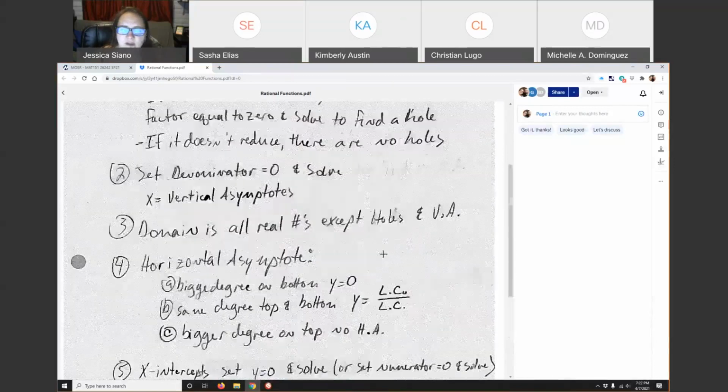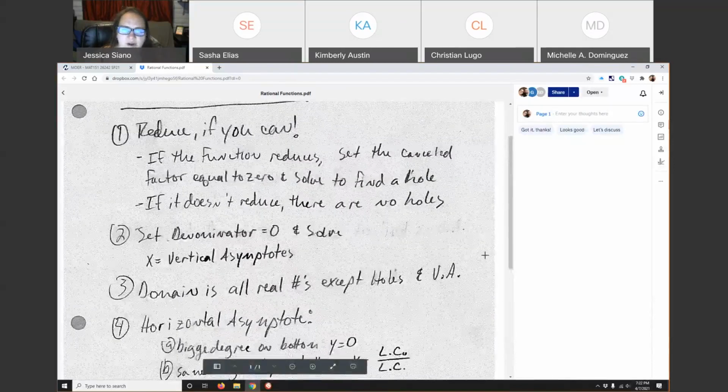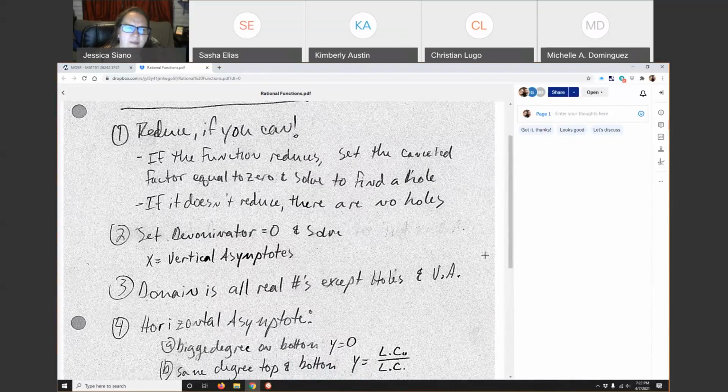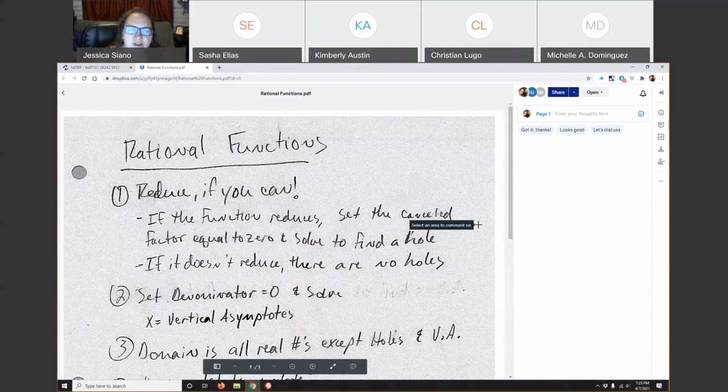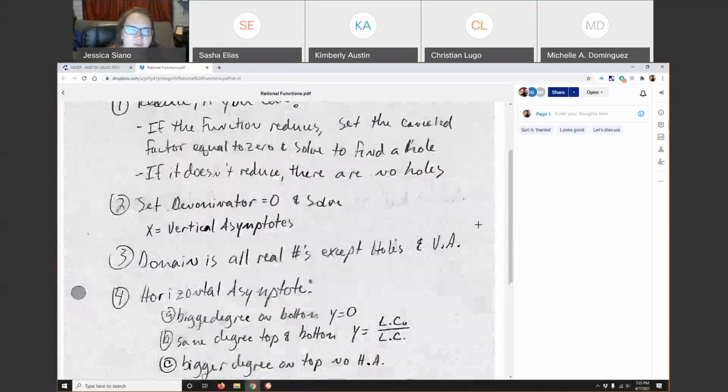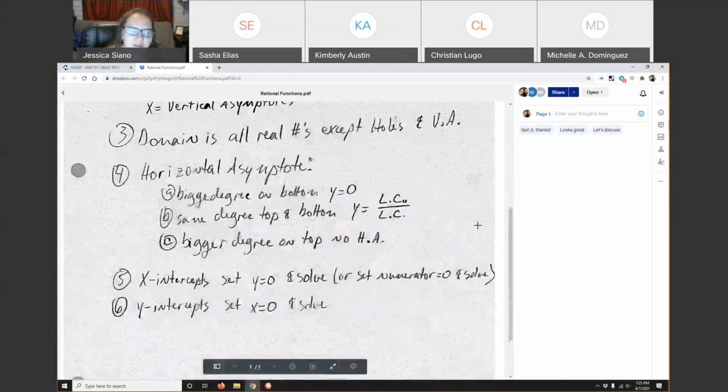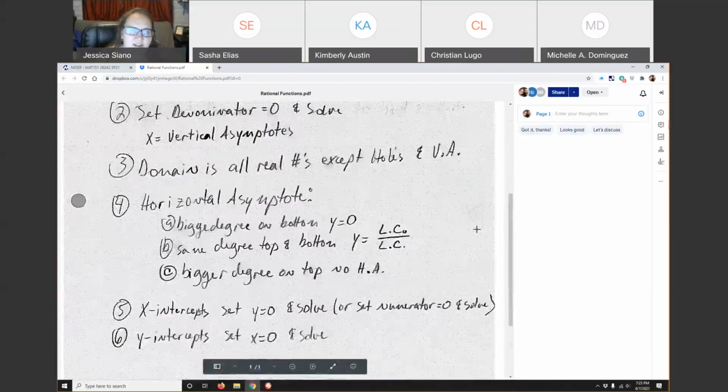This is from a time when I was teaching this class live a couple years ago. And my class was like, this is too many rules. And I was like, it's really not that many rules. Let's write them all down together so that you can see that it's really not that many rules. So these are all of the rules that you need to know about rational functions, all right here on one page. My handwriting's not the best, but you'll figure it out, I think.